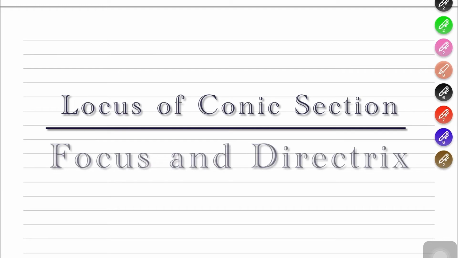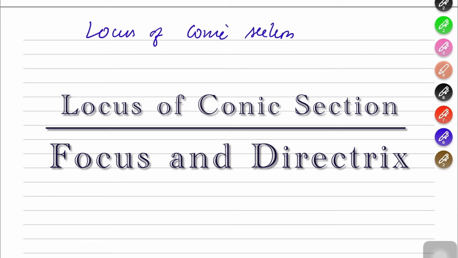So we have already done the geometrical meaning of conics. So why is it called a conic section? Because it is a section of a plane and a double cone. Now today we'll see the locus of a conic section.